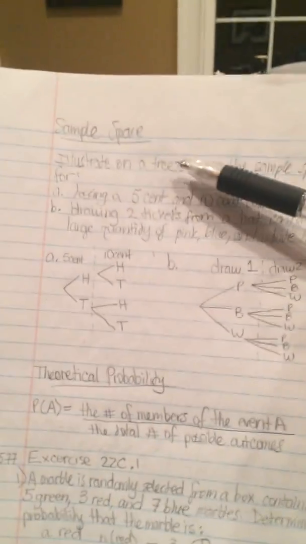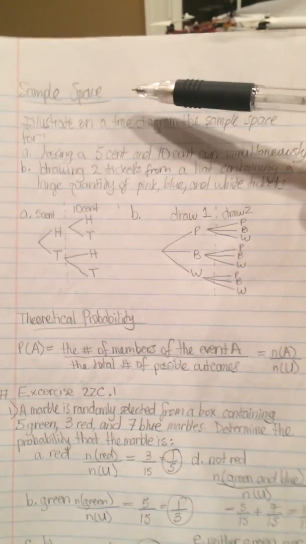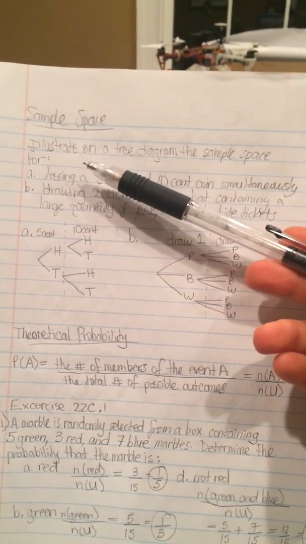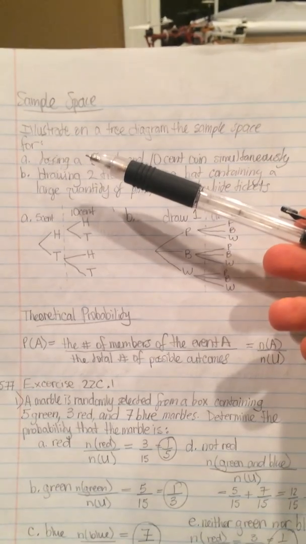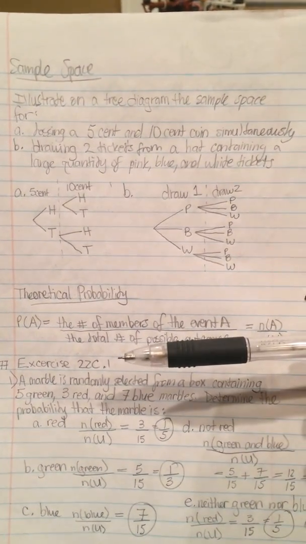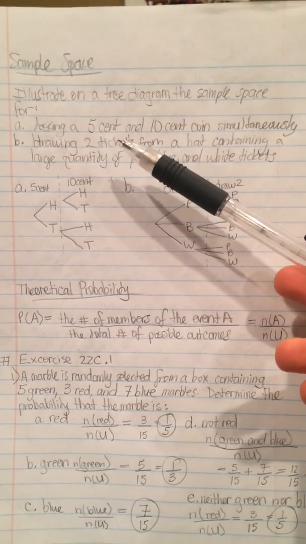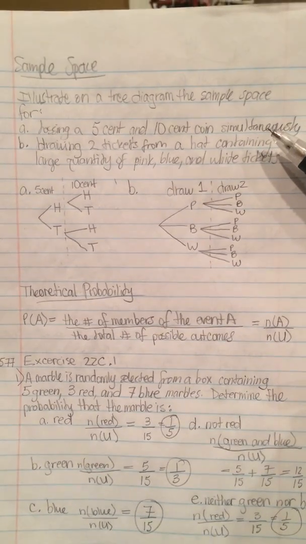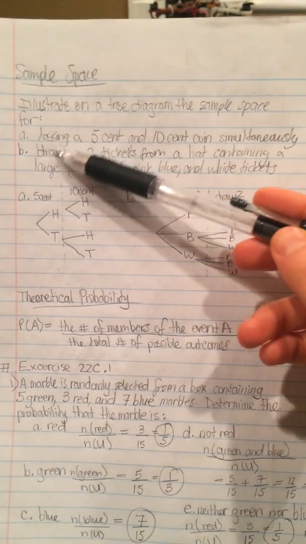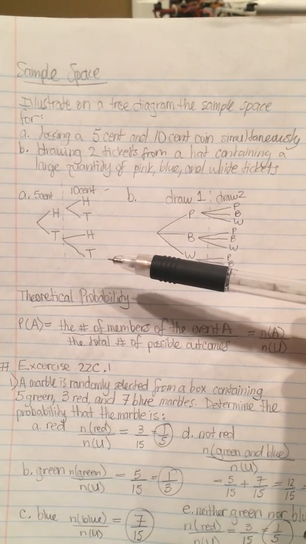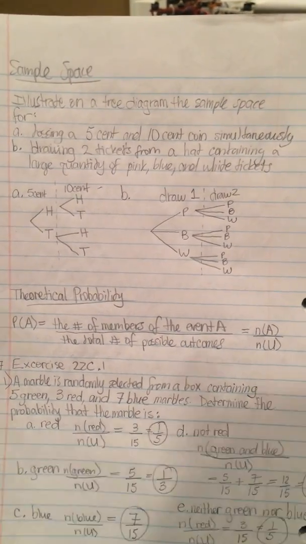So, once again, one of the ways you can show theoretical and experimental probability is through sample space to show all the outcomes. Mainly with theoretical probability though. And the sample space can be shown through this one practice problem. Illustrate on a tree diagram the sample space for A, tossing a 5-cent and 10-cent coin simultaneously. So this right here, this chart is a tree diagram, which is a way that you're able to show the theoretical probability.